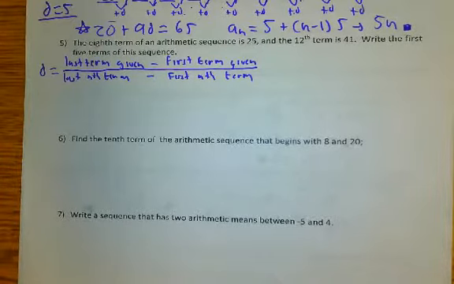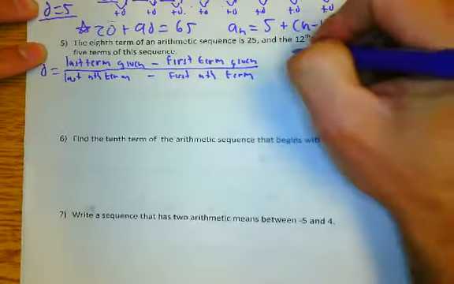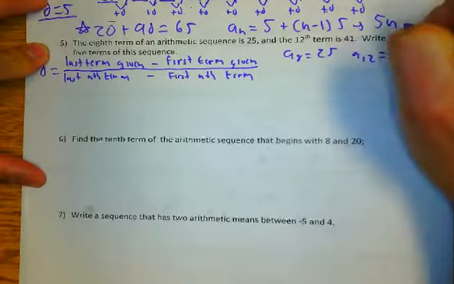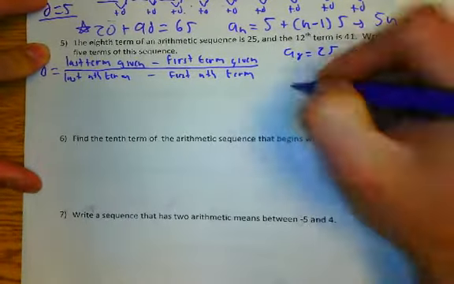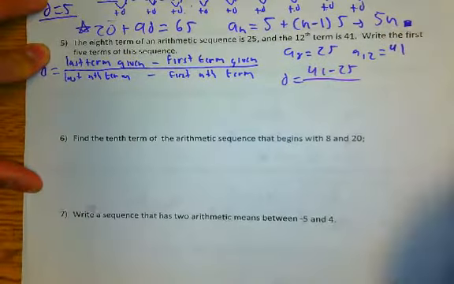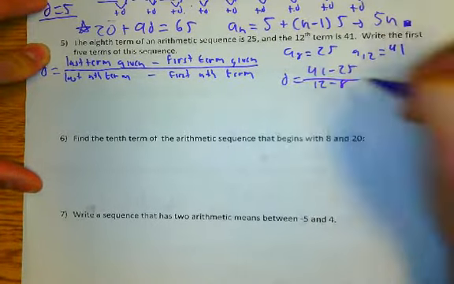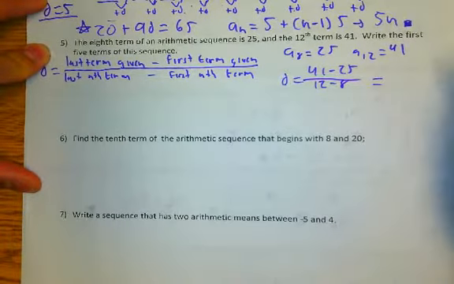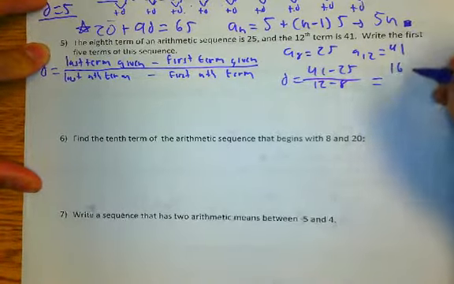Number 5. So, I know that the 8th term, a sub 8, equals 25, and a sub 12 equals 41. So to find the common difference, I'm going to do 41 minus 25 over 12 minus 8. Right? So then 41 minus 25 is 16, and 12 minus 8 is 4. Therefore, the common difference is 4.